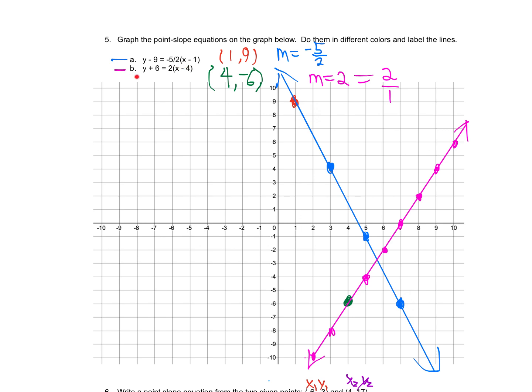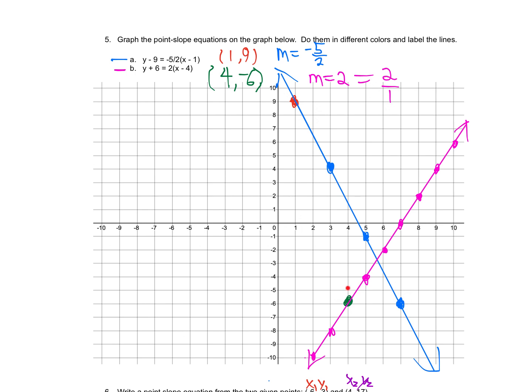For part B, we have y plus 6 equals 2 times the quantity of x minus 4. Again, think opposite signs for the points. So it's +4 and -6. My slope's that number in front of the parentheses, so that's 2. Remember, that really means 2/1. If you don't see a bottom number, it's implied that it's over 1. Put a point at 4, -6. So that's the green point right here.